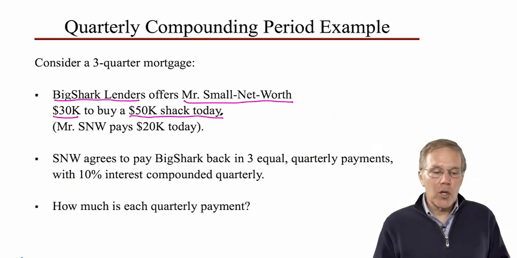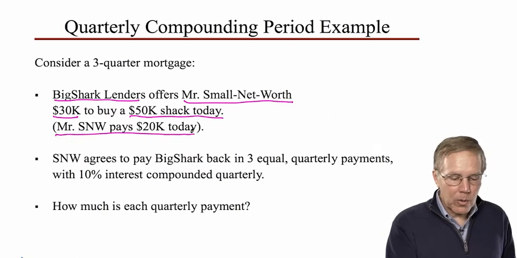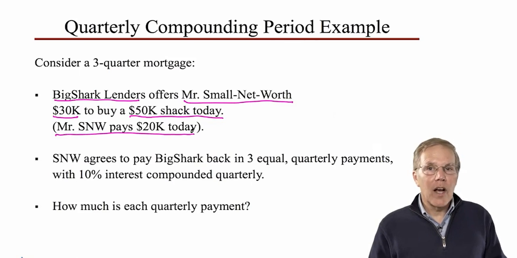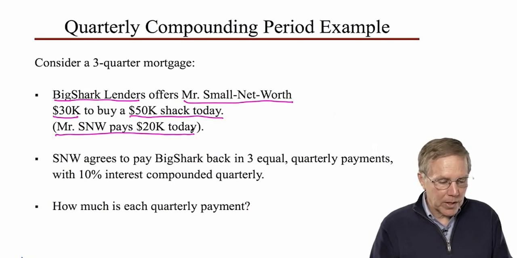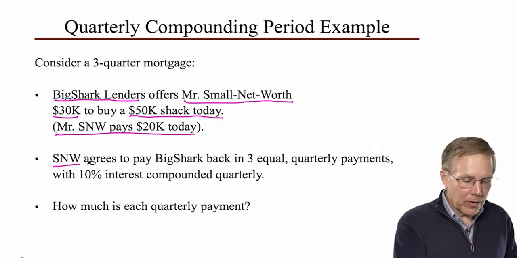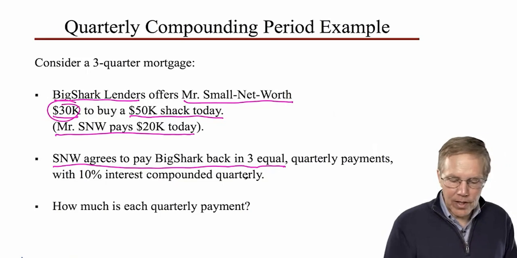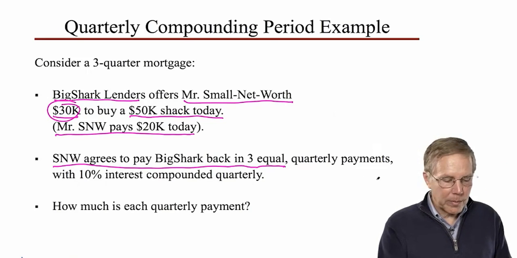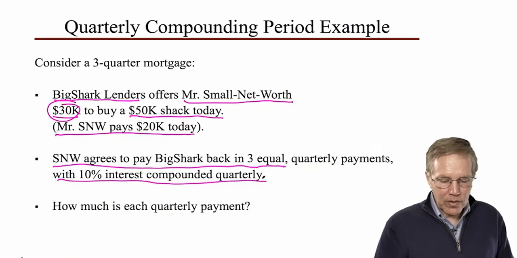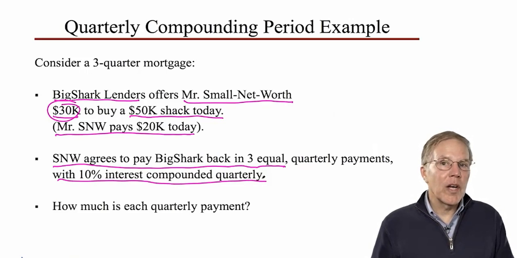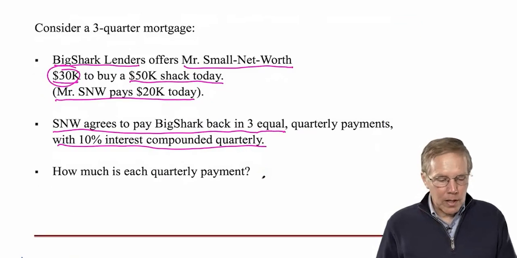So that means Mr. Small Net Worth is going to have to, of course, pay $20,000 of his own money. He would be what we would call the equity or the property manager in this property, even though it's his own property. And here's the deal. Mr. Small Net Worth would have to agree to pay Big Shark back. He's going to get this $30,000. He has to pay back in 3 equal quarterly payments with 10% interest compounded quarterly. How much? We want to know for Mr. Small Net Worth, how much is each quarterly payment?